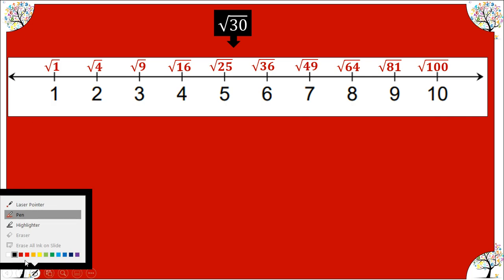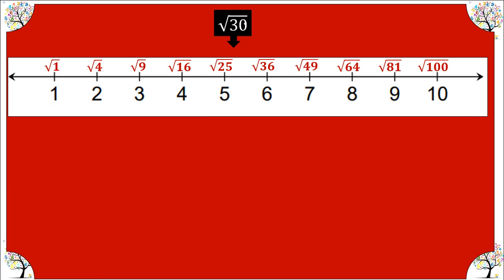Okay, let's try our second one. We have the square root of 30. So I'm going to first just set up my inequality. So the square root of 30 comes between the square root of 25 and 36. So the perfect square before 30 is 25. The perfect square number after is 36. So we know somewhere between 5 and 6 is the square root of 30. So our number, the square root of 30, is going to be about 5 point something.